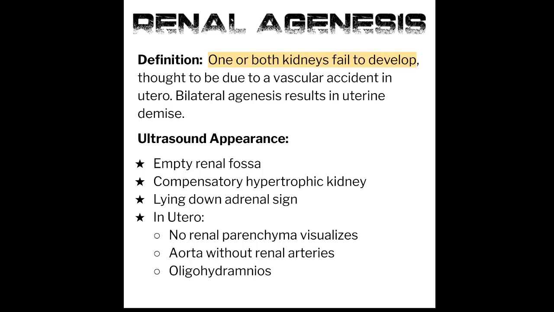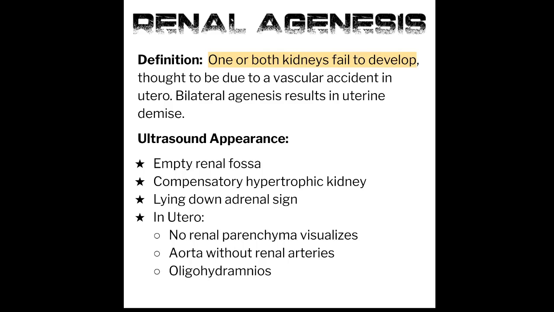Just breaking down the word, we know that A means without, genesis, formation of. So renal agenesis means that one or both of the kidneys fail to develop. This is thought to be part of the development in utero, and maybe something happened that made those kidneys not develop. In particular, we're looking at a vascular accident. So maybe the renal artery got occluded on one or both sides, therefore no blood was getting to the organ as it was developing, and therefore it doesn't end up developing.